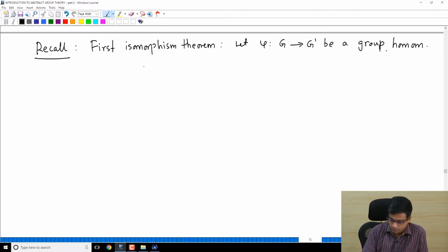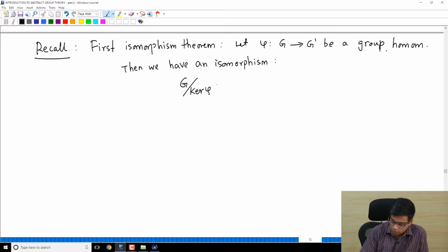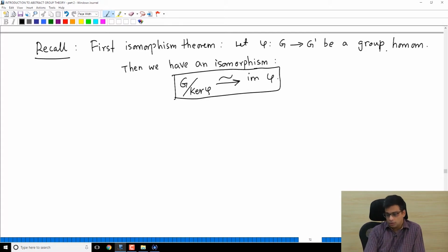in this case, then we have an isomorphism from G mod kernel phi to image of phi, right? So this is the statement of the first isomorphism theorem. It says that if you go modulo the kernel, you get a group that is isomorphic to the image group.